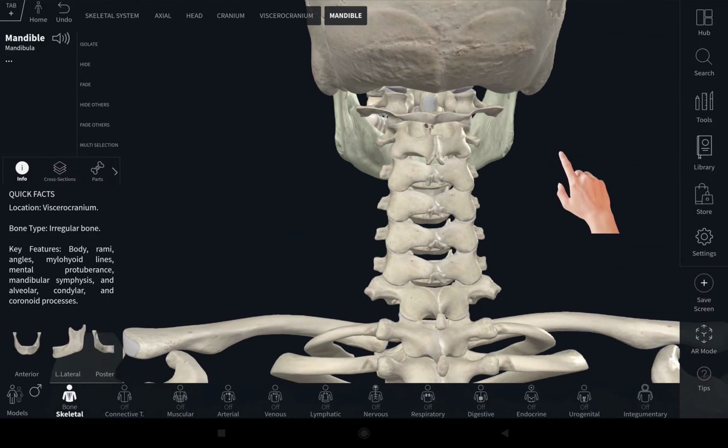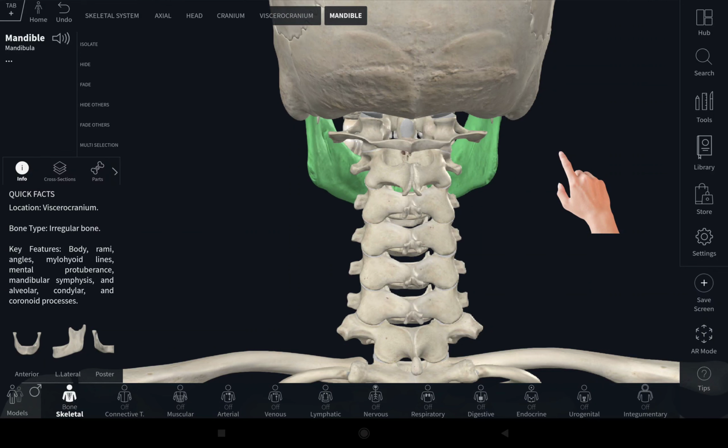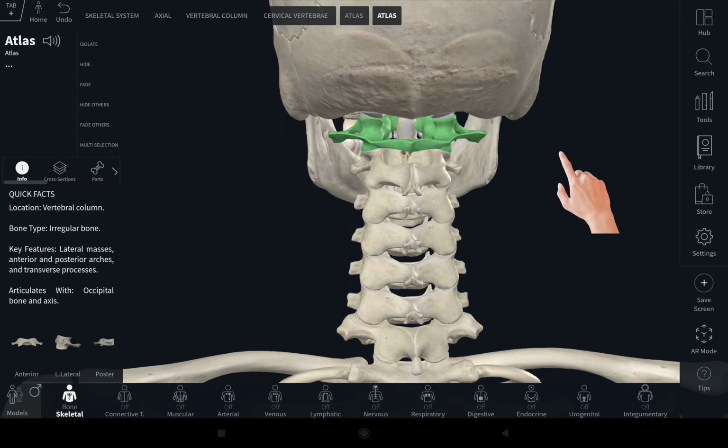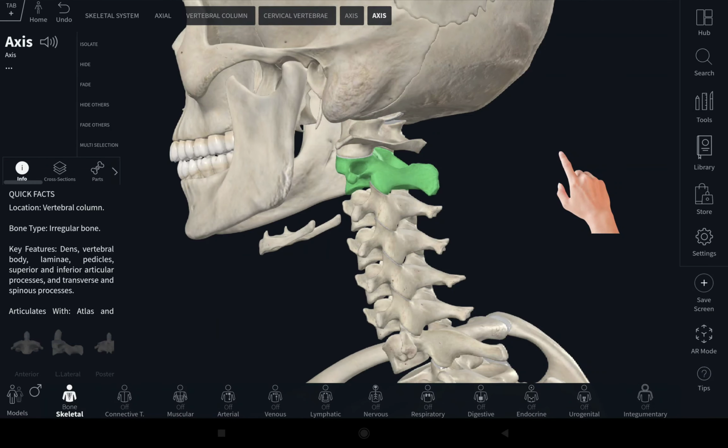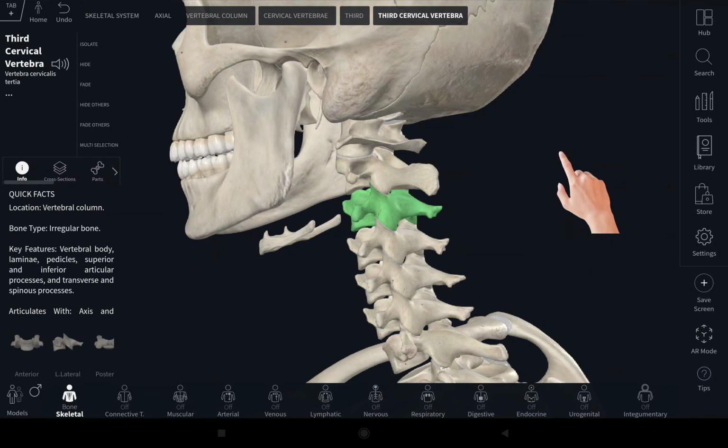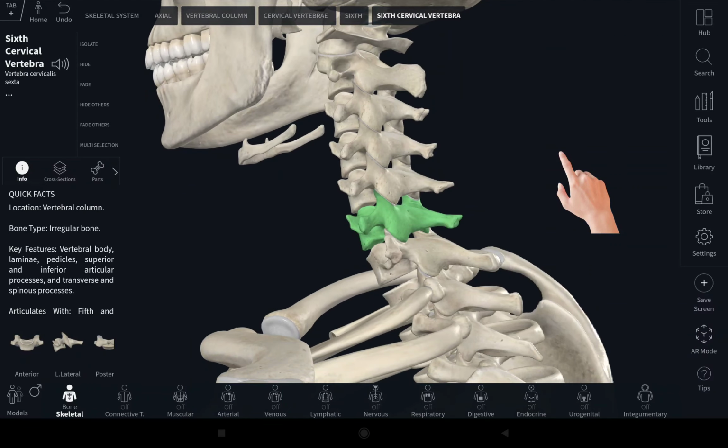Then the skull is connected with the body, with the spine. The bones which form the spine are called the vertebrae. This is the atlas or first cervical vertebra. This is the axis or second cervical vertebra. This is the third, fourth, fifth, sixth, and this is the seventh cervical vertebra. So there are seven cervical vertebrae.